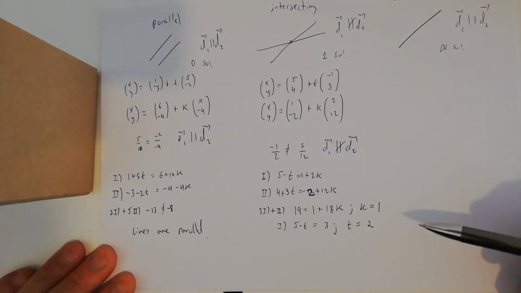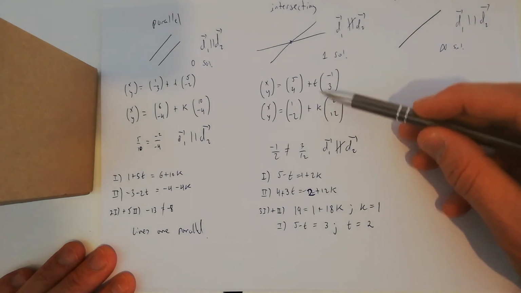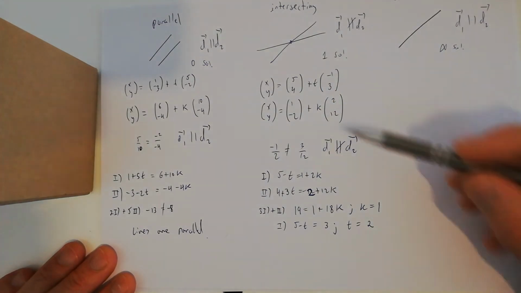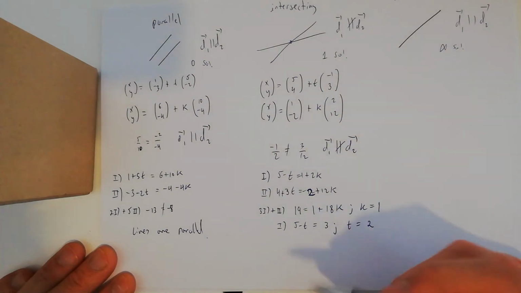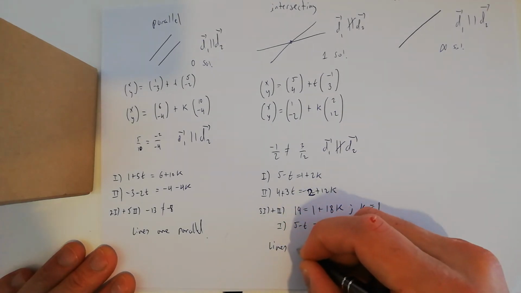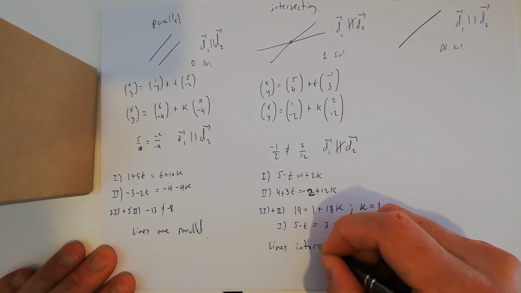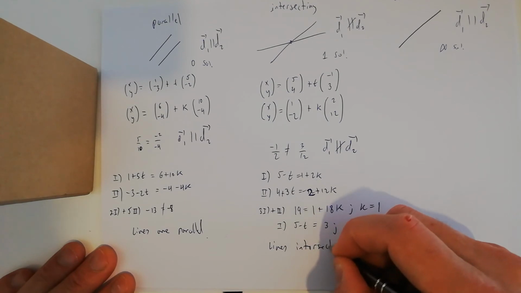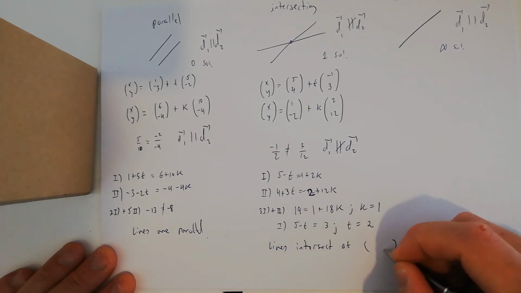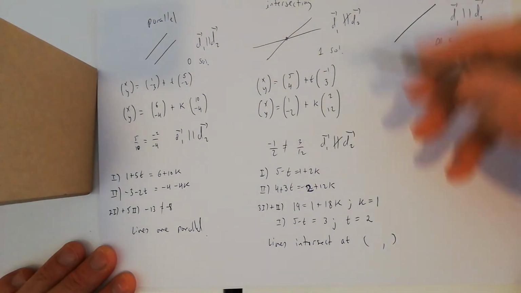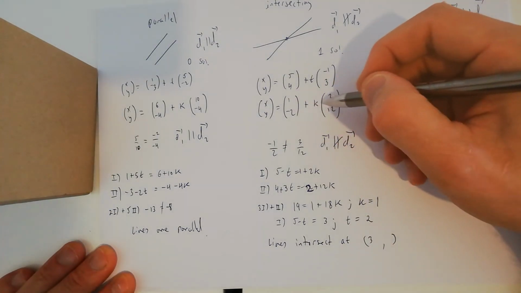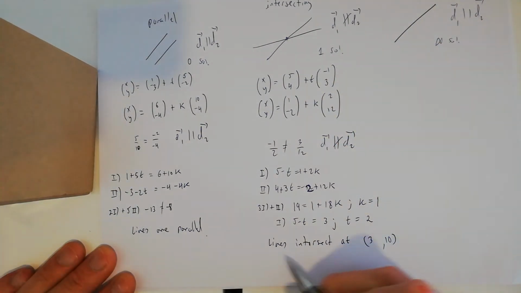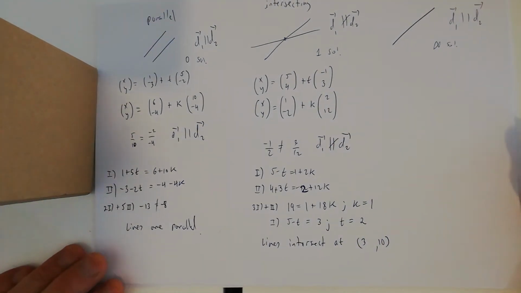To find the point, we plug either k here or t there. Maybe easier to plug 1 here. So if we plug 1 here, we can find the point of intersection. Plugging 1 gives 1 plus 2, 3, and -2 plus 12, 10. So the lines intersect at the point (3, 10).